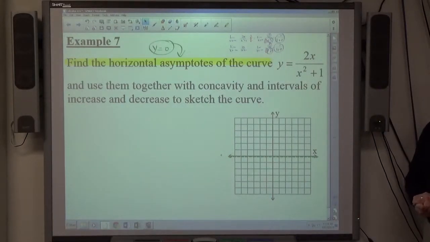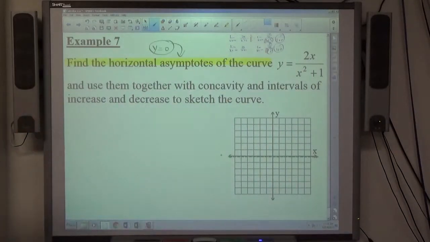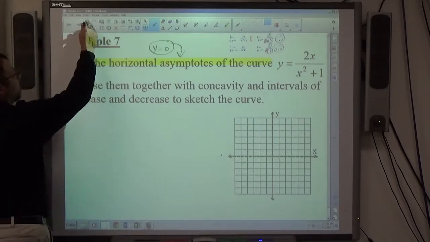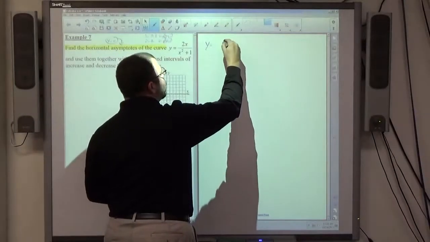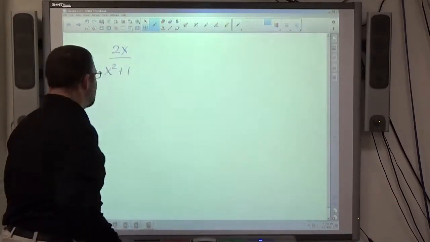Intervals of increase and decrease, concavity, that's first and second derivative stuff, right? So, I can say I got a rational function. Again, this would be a scratch sheet of paper thing to do, so let's get a scratch sheet of paper here. If I have y equals 2x over x squared plus 1, and I find the first and second derivative of this thing.